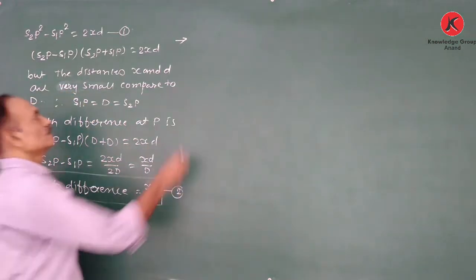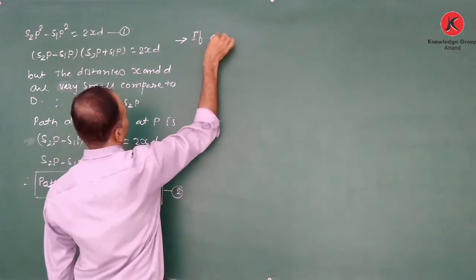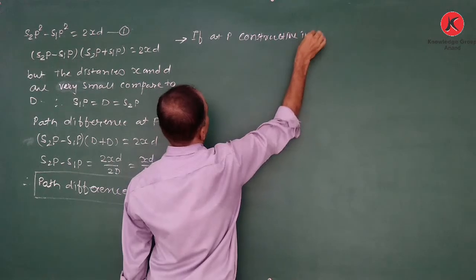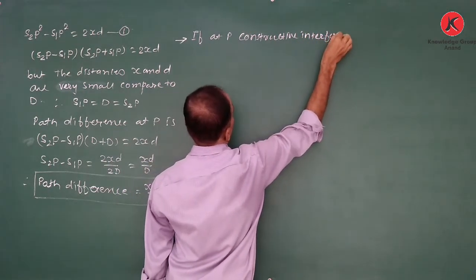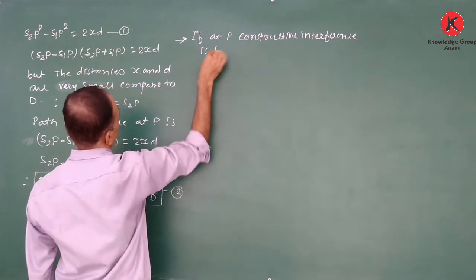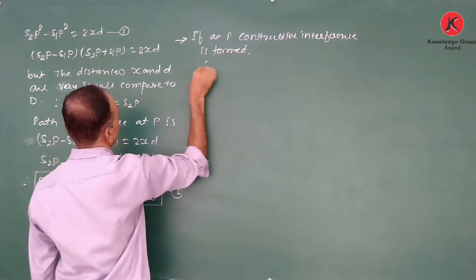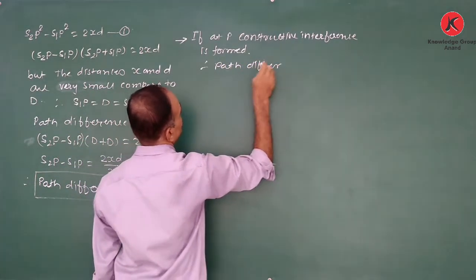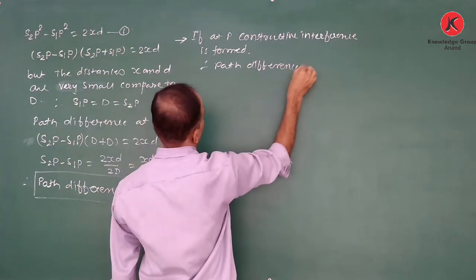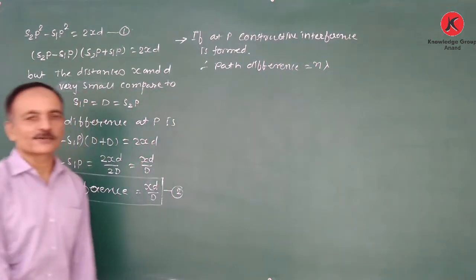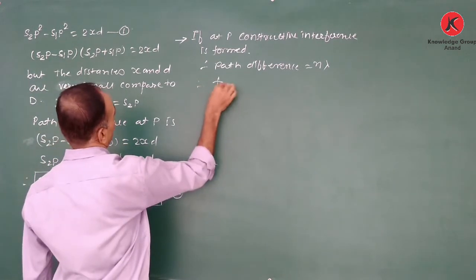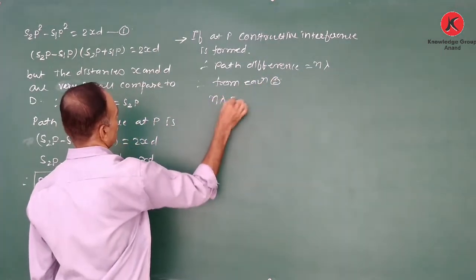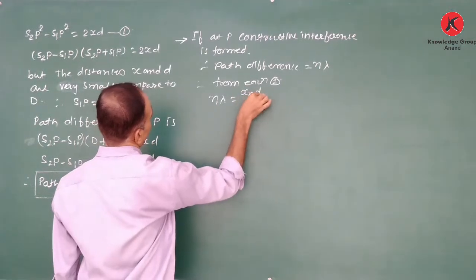For that purpose, if at P constructive interference takes place, therefore the path difference for constructive interference is equal to n lambda. Therefore, from equation 2, n lambda is equal to xn d upon D.